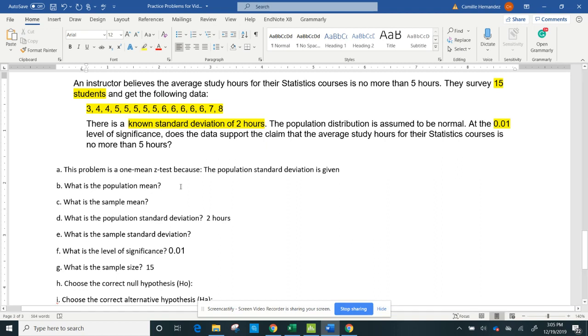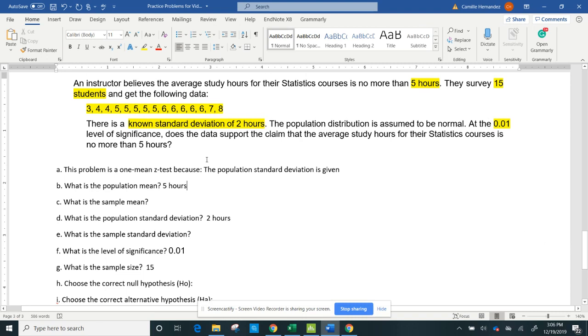Now, population mean. Well, they want to test that this average study hours is no more than 5 hours. So that no more than 5 hours is 5 hours is my population mean. 5 hours. But they do not give me a sample mean, sample standard deviation. And why don't they do that? It's because I have a set of data. I don't have the sample statistics. I have an actual set of data. So I need to put that in Minitab and I need to run my statistics. But before I do that, I need to come up with my hypothesis.